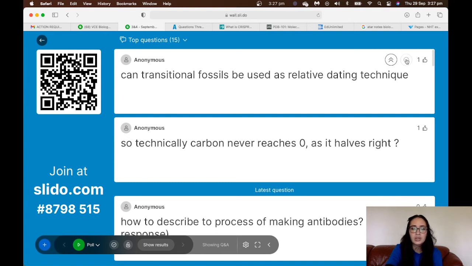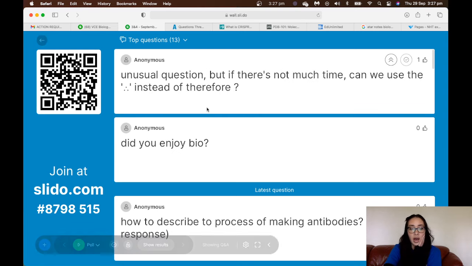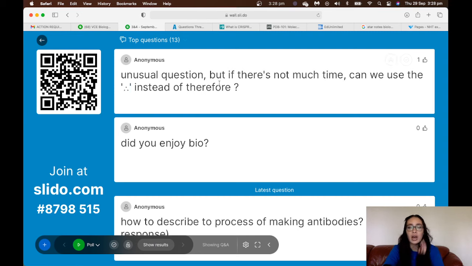I probably wouldn't use this. Yeah, technically, carbon never reaches zero. Just like when you drop a tennis ball, it apparently never stops moving, ever, supposedly, it's physics. No, I would not do this. Don't use math terms instead of therefore. I know it sucks, but just getting into the grind of practicing will help you.